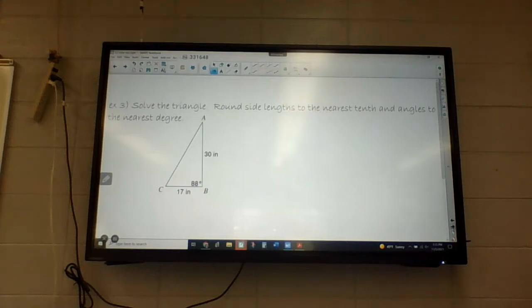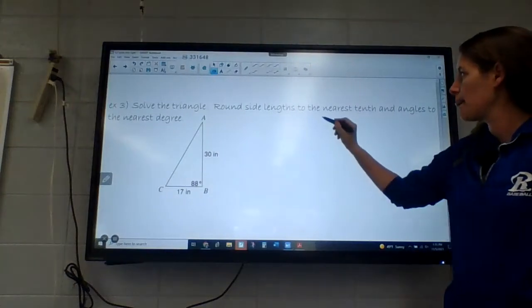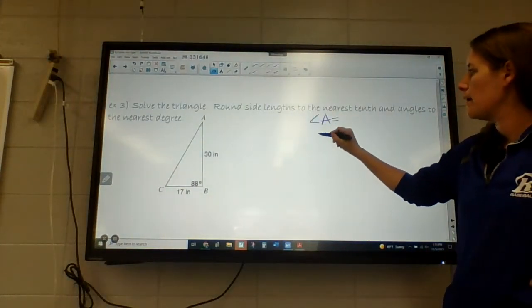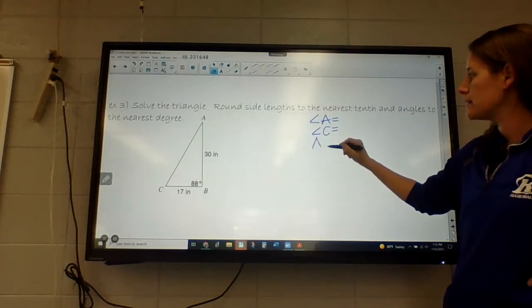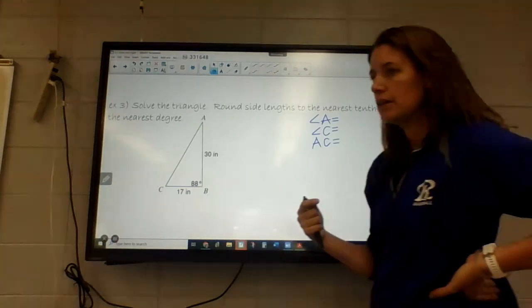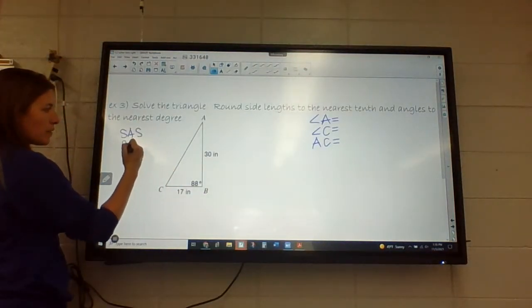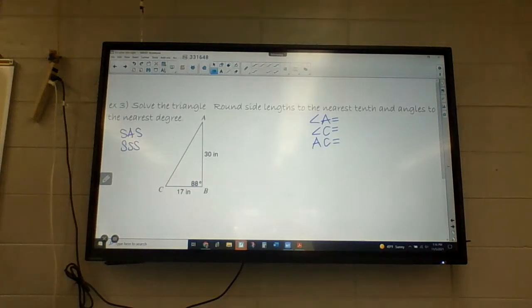So last one here, asks us to solve the triangle, so that means find all missing sides, all missing angles. So in this case, we're missing two angles and a side. So I want angle A, I want angle C, and then I want side AC. Now this time it doesn't tell us what trig ratio or which trig law to use. Any thoughts? We have to use law of cosines because this is side angle side. So since it's side angle side or side side side, we have to use cosines.